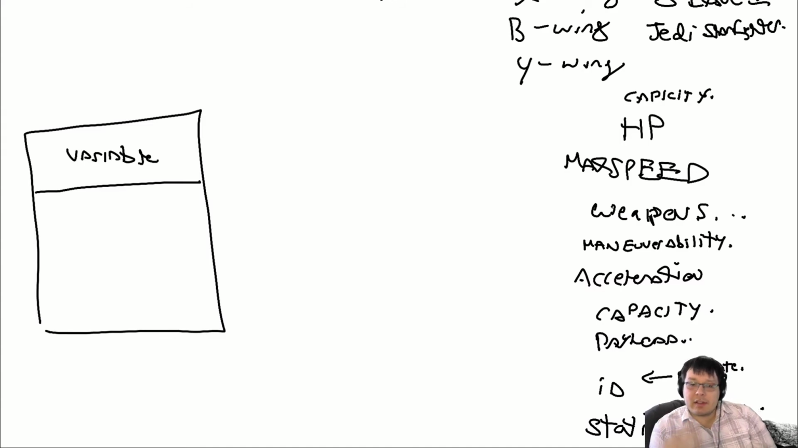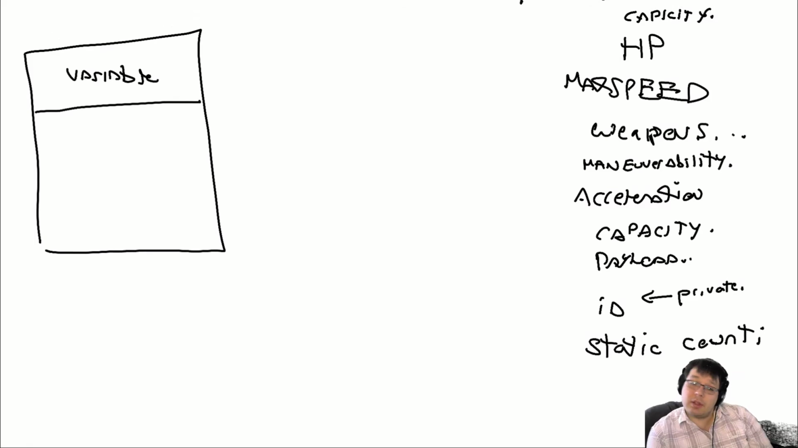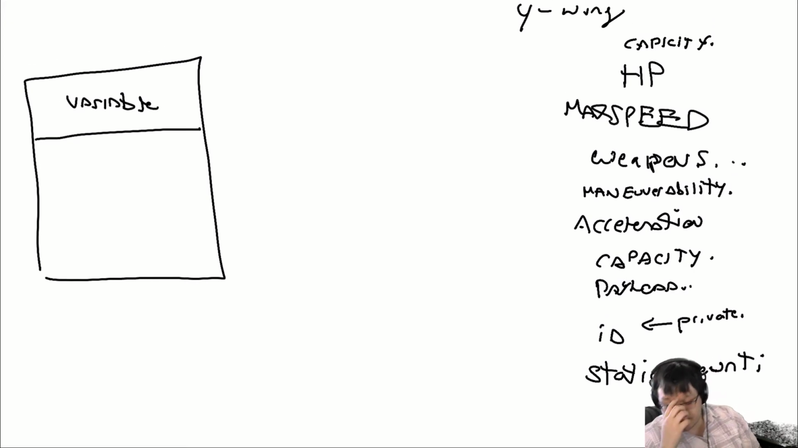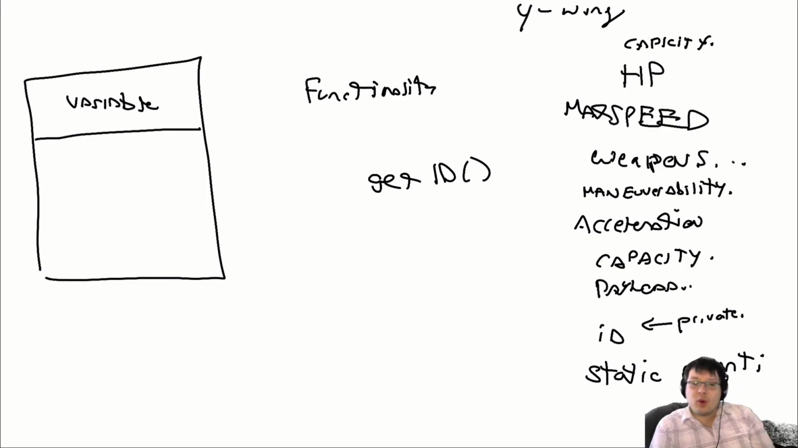So it would make sense to make it private, but we are going to need a function to access the ID in case we need to figure it out. With the constructor, we'll take care of setting it to the right value, but we want to be able to access it, okay? And so for that, we are going to need some kind of get ID function. So our functionality, I'll put over here, is something like get ID, okay? So yeah, we'll go ahead and do that.